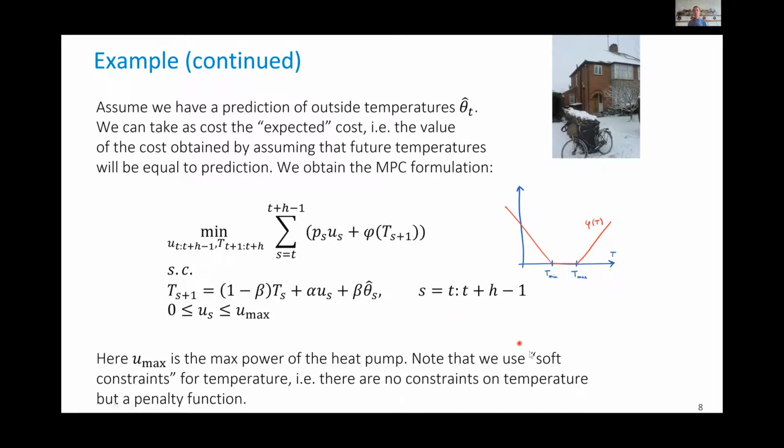As mentioned, we use soft constraints. An alternative would have been to say the cost function is only this term, and then we would have added constraints on the temperatures that they must be between Tmin and Tmax. This would also have been possible, but it would take the risk that the control is a bit less good because we put more constraints.